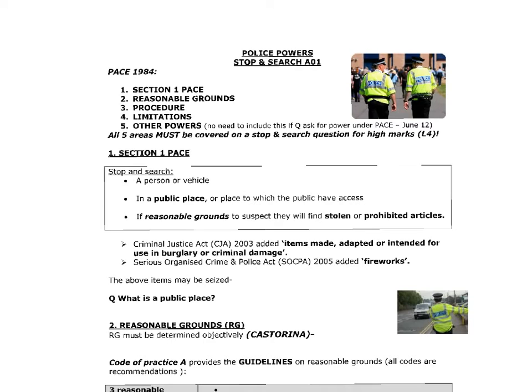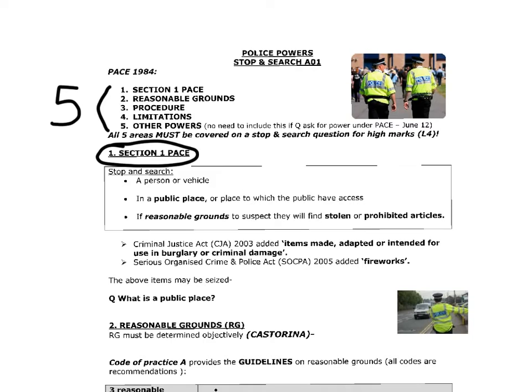Okay, so PACE is a very, very big Act of Parliament, and it governs all areas of police powers, and different sections are looking at different areas. Now, stop and search is governed by Section 1 of PACE, so you need to be aware that Section 1 is the one that does govern this. Okay. Now, in order to achieve high marks, again, not only do you need to write PACE out properly, but as you can see from here, you do need to make sure you cover all areas. So there's 5 areas of stop and search, and you need to make sure that you cover all 5 if you are looking to get high marks.